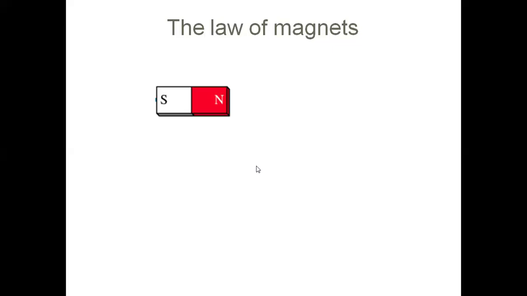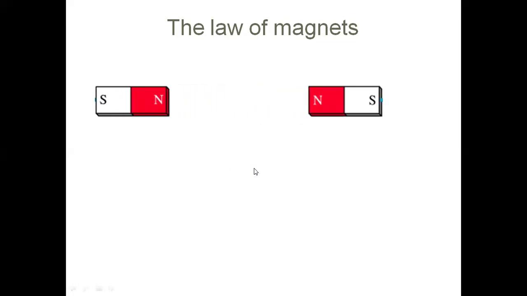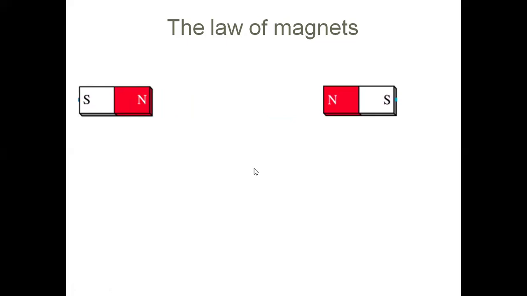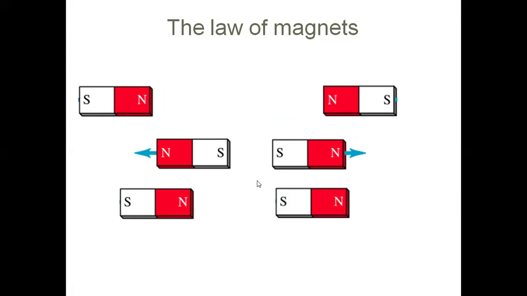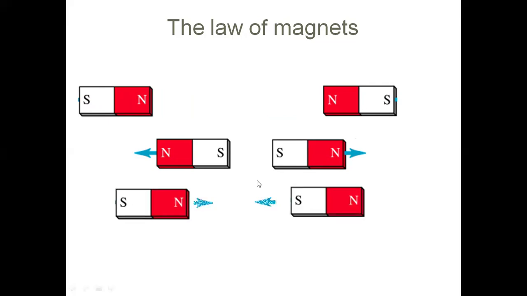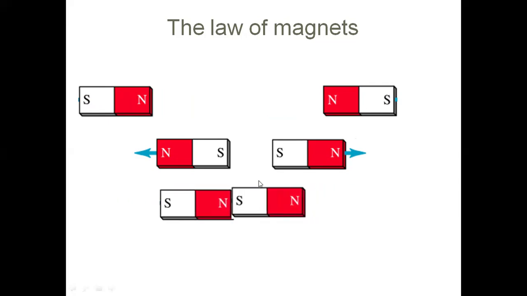The law of magnets. There are two magnets. What happens when they are brought close? They repel and move apart. So these are two similar poles. North and north, when they are brought close to each other, they repel each other. In the same way, two south poles will also repel each other. What happens when one north pole is brought close to a south pole? They attract and move towards each other.